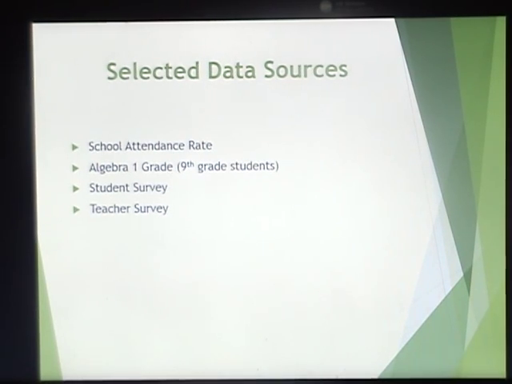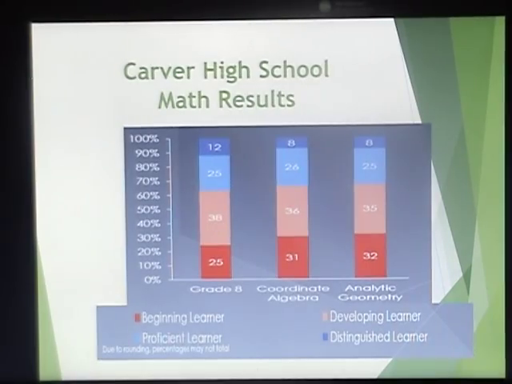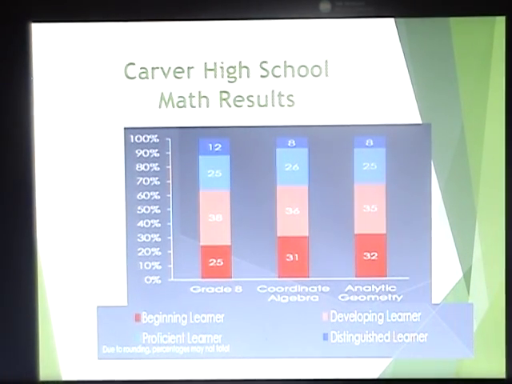Okay. All right, so looking at the selected data sources that we used was school attendance rate, Algebra 1 grade for ninth grade students, obviously the student survey, teacher survey as well. And something I neglected to add on this was also the tardy logs, because that was a piece of what we looked at also. Here's some of the results for Carver High School in terms of math. I dealt with the 8th grade, where they're beginning learners, developing learners, proficient learners, distinguished learners, and then the ninth grade students from last year just to see where they were, and then analytic geometry. Those are the students that had just gone through analytic or coordinate algebra and had moved on to the analytic geometry.